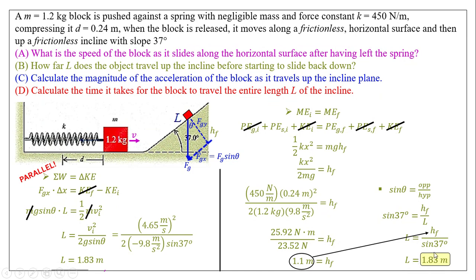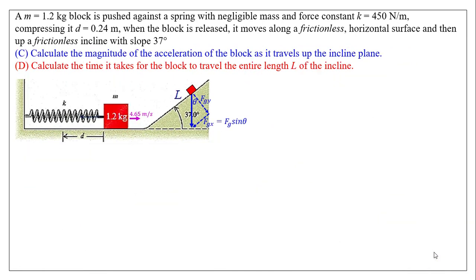Let's go ahead and do C and D. C is just: calculate the magnitude of the acceleration of the block as it travels up the incline. Here I can use kinematics: v_f squared minus v_i squared equals 2a delta x. I'm going to cross out v_f because v_f is 0 at the top of the ramp, v_i being 4.65 because that's what I calculated earlier in part A, I think. Here I'm just going to carry the 2, the a, delta x.